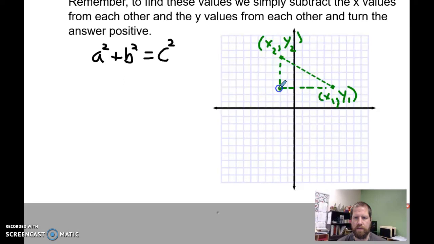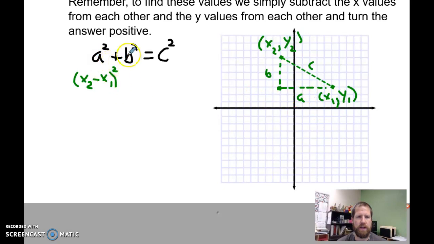To find this point, I'm going to take my x value, my x2, and subtract it from x1. All right, and that's going to give me this leg, this horizontal leg. Okay, so if this was my A, this is my B, and this is my C, then the length of this leg for A is going to be x2 minus x1. Right? And I keep that squared because that's going to equal A.